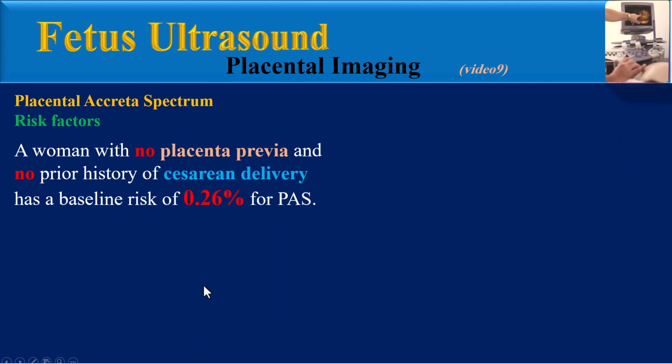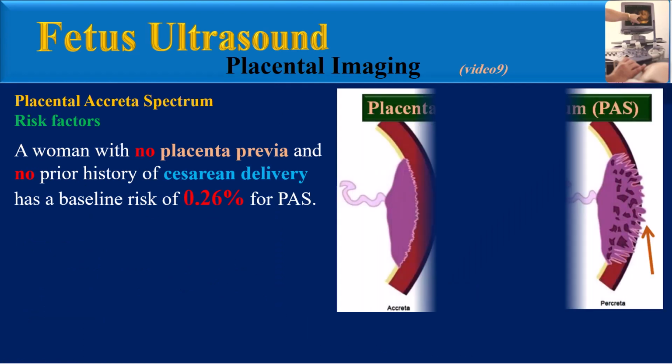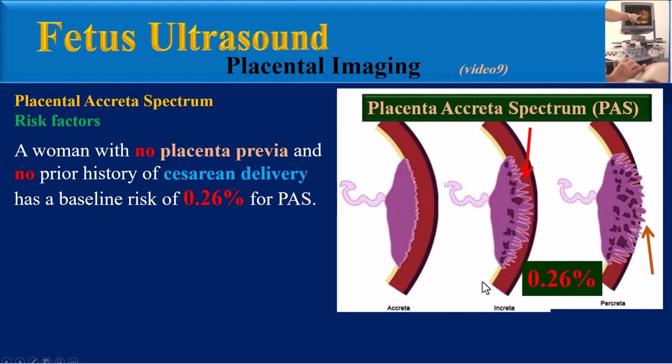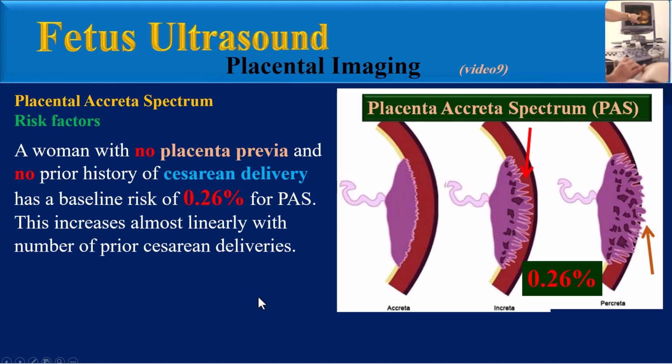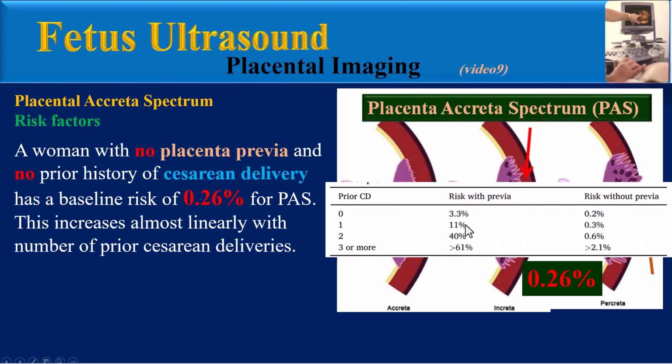A woman with no placenta previa and no prior history of cesarean delivery has a baseline risk of 0.26% for placenta accreta spectrum. This increases almost linearly with number of prior cesarean deliveries.